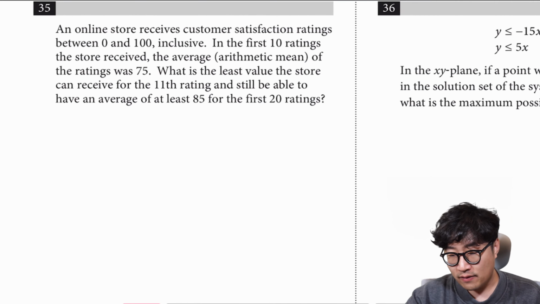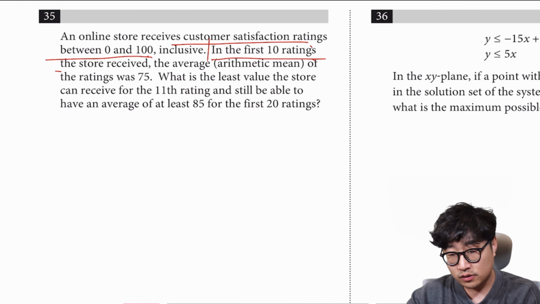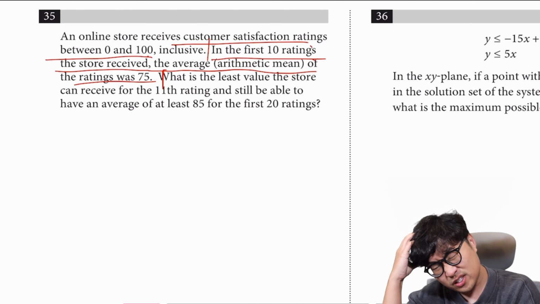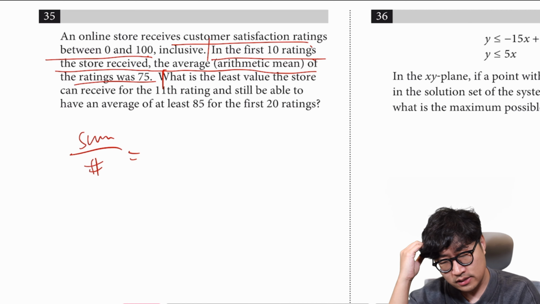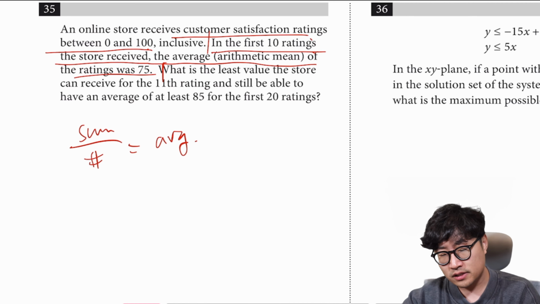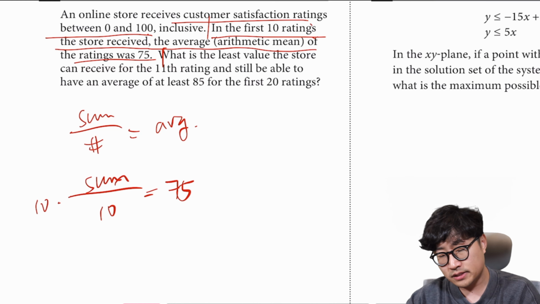Alright, so number 35. Online store receives customer satisfaction ratings from between 0 to 100 inclusive. The first 10 ratings the store received, the average was 75. Stop. How do you find average? You just add them up, so sum, divide by number of items, and then that's the average. So let's think about the first case scenario. The average was 75 for 10 ratings. Sum, I don't know, but can I find it? Absolutely. Multiply by 10 on both sides, and so the sum was 750. What were all the individual ratings?